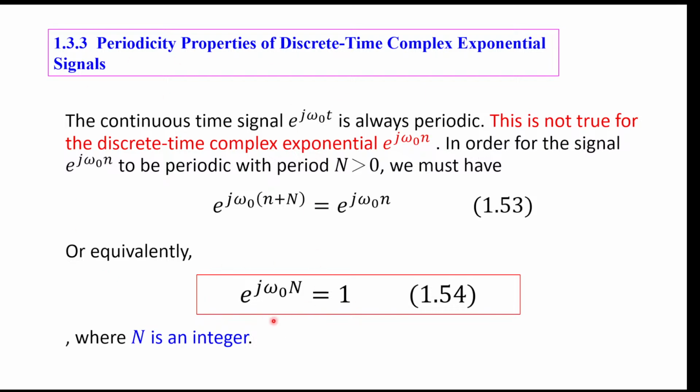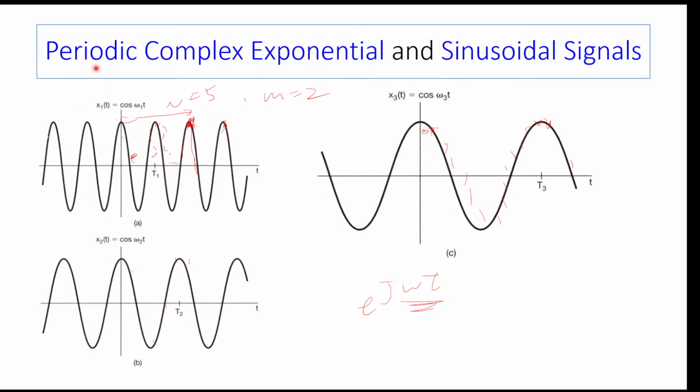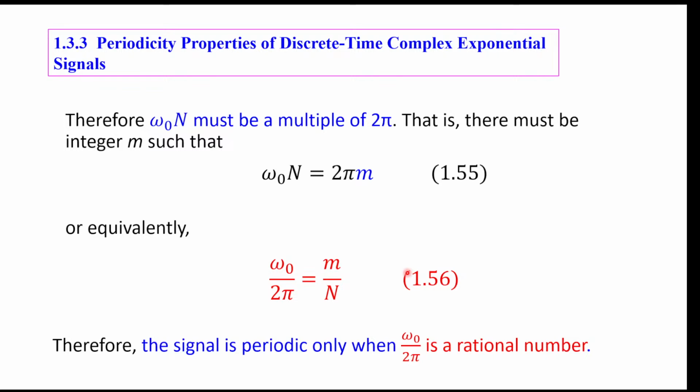Okay, and let's see once again. For the continuous time case, you can have a higher and higher frequency, and you can always find some period. That's just 2 pi divided by omega naught. For the discrete case, this is not true.